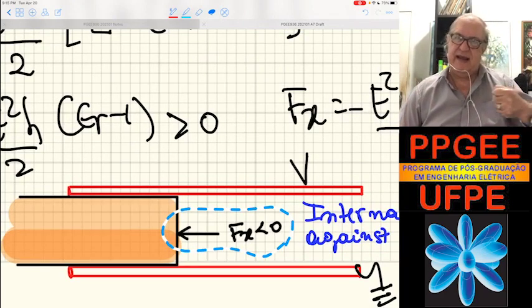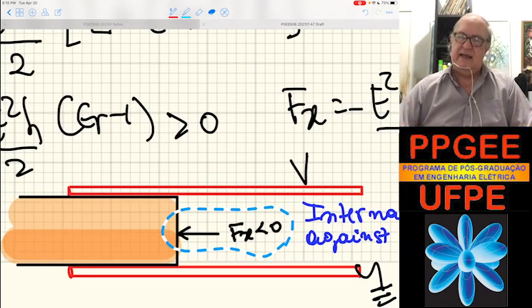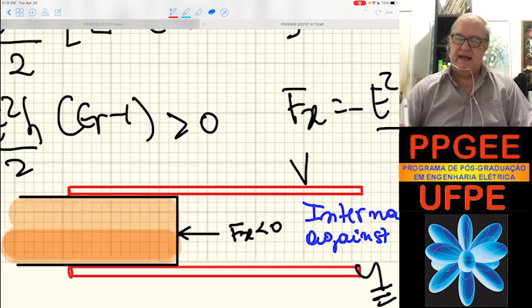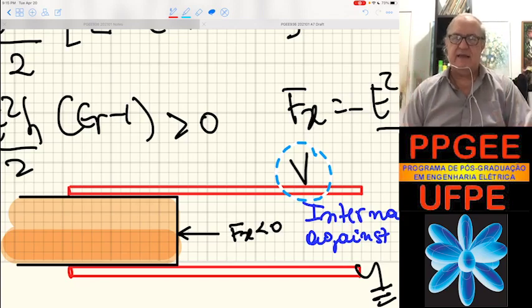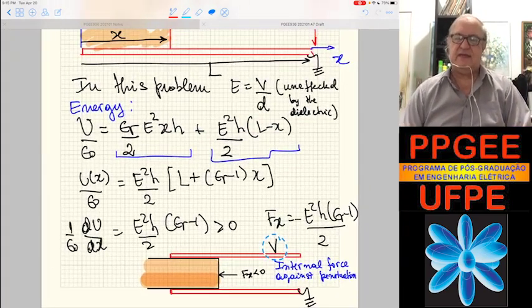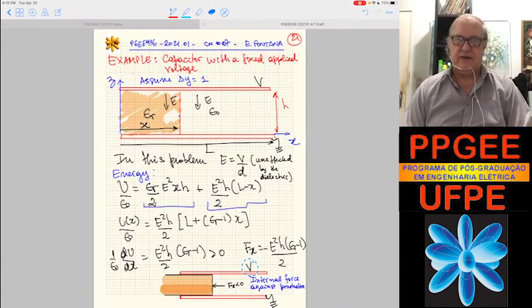If you try to put the dielectric on a pair of electrodes that are at a fixed potential difference, the field is going to repel the entrance of the dielectric. Okay? So that's one result.